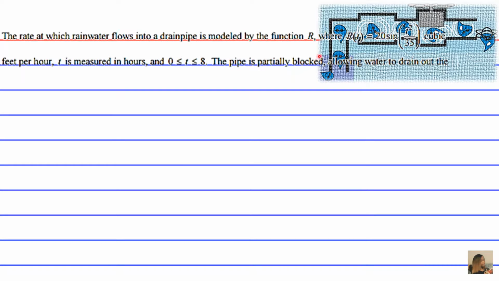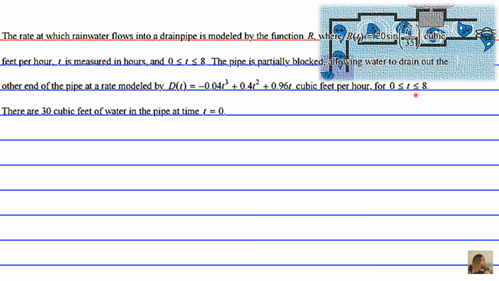The pipe is partially blocked, allowing water to drain out the other end of the pipe at a rate modeled by d of t equals negative 0.04 t cubed plus 0.4 t squared plus 0.96 t cubic feet per hour, for t greater than or equal to 0 hours and less than or equal to 8 hours.